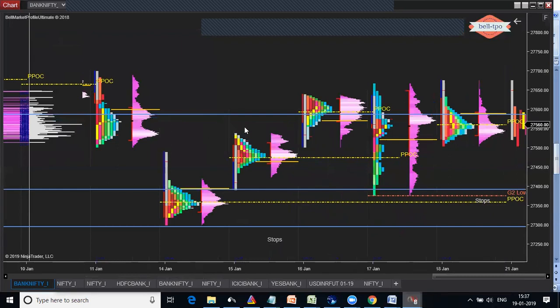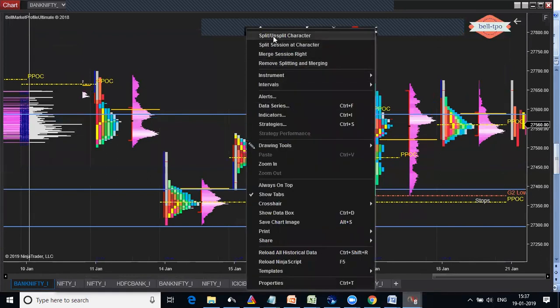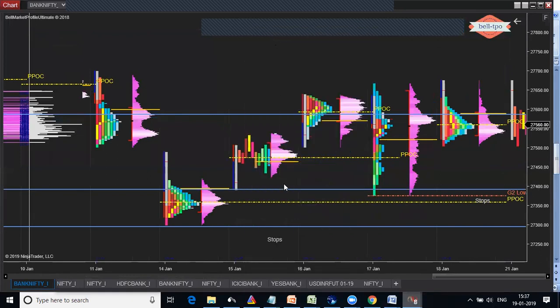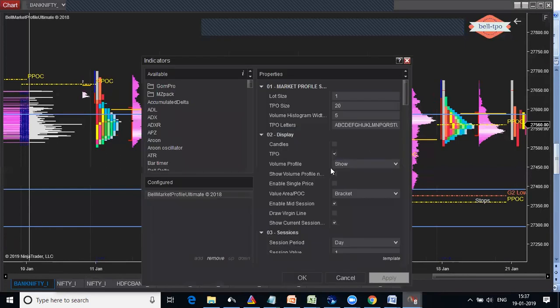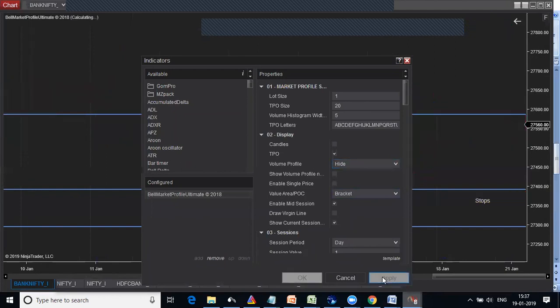In this day. Yeah, it is that day. It's the same day here. Maybe I'll do one thing. I'll go to indicators and disable the volume profile because I'm just disturbing here. Hide, apply.